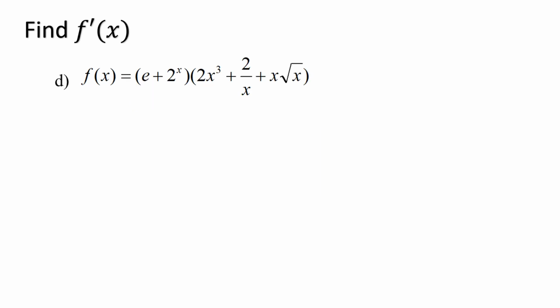We want to find f prime of x, so the derivative, if f of x is equal to e plus 2 to the x times 2x cubed plus 2 over x plus x root x. Keep in mind that this e is a constant. It is not a function. There is no x attached to it. So it is just the number e. We have one function times another function, which means we will use the product rule. And as part of that product rule, we'll have to take the derivative of each piece.